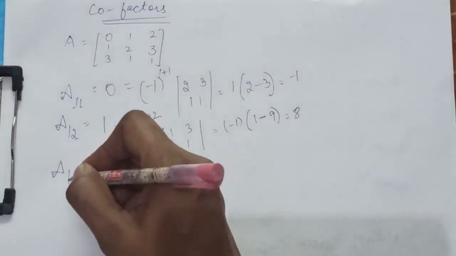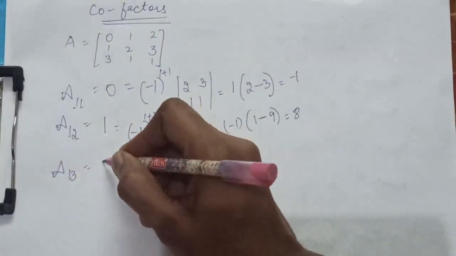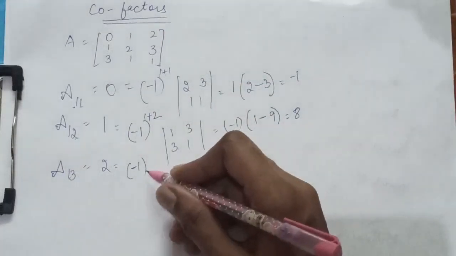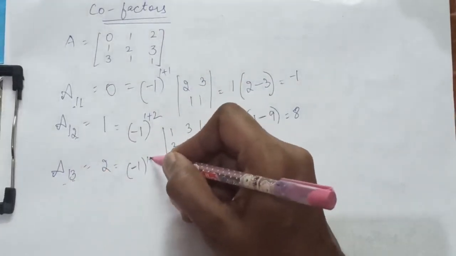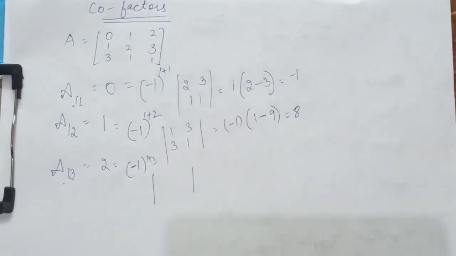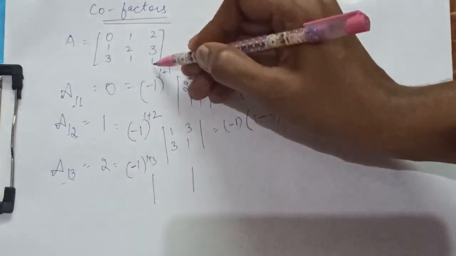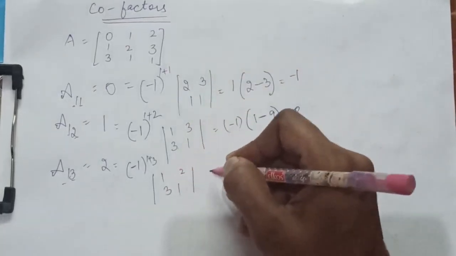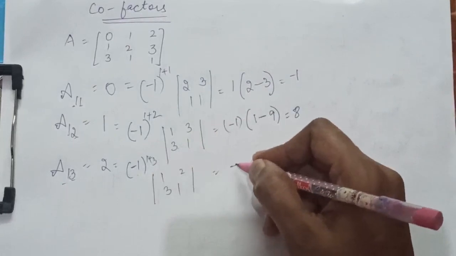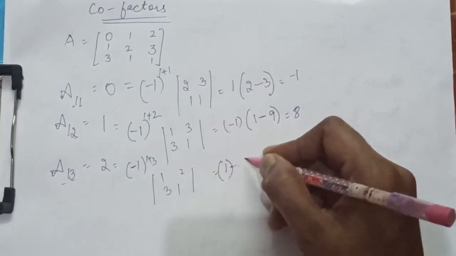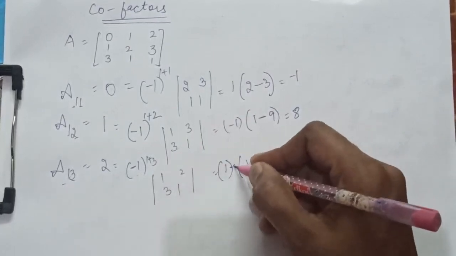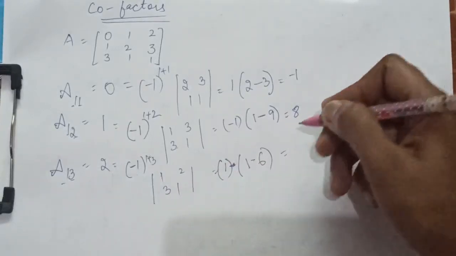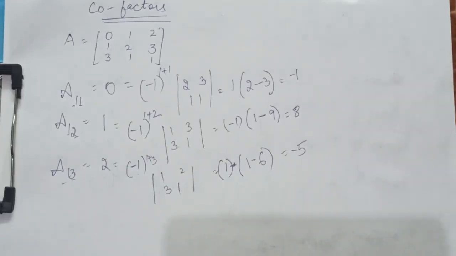Now the third cofactor, A13. For 2 we are calculating the cofactor. So we will use the same thing. We will start with -1, and the power will be this plus this, so 1 plus 3. Now with 1 plus 3, this row has been deleted and this column has been deleted. The result is 1, 2, 3, 1. -1 raised to power 4 will be +1. So 1 into 1 is 1, and you will put a minus sign in between. 3 into 2 is 6, and when you solve it, you will get -5.